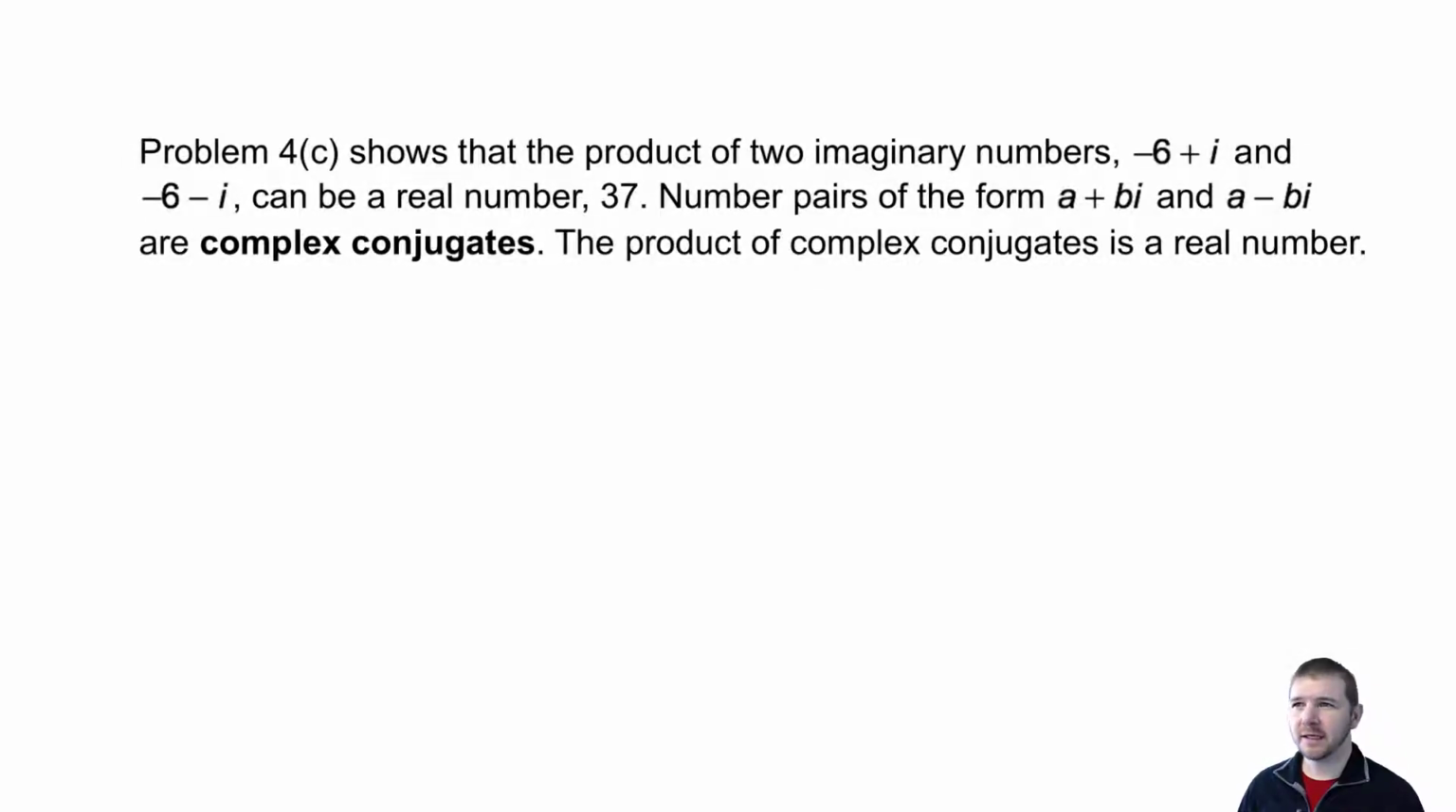Problem 4, Part C, shows that the product of two imaginary numbers, -6 plus i and -6 minus i, can be a real number, 37. Number pairs of the form a plus bi and a minus bi are complex conjugates. The product of complex conjugates is a real number.